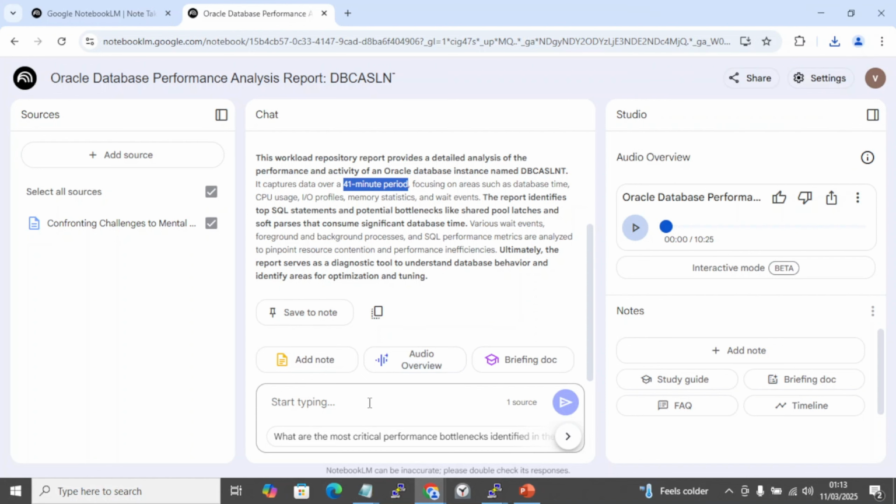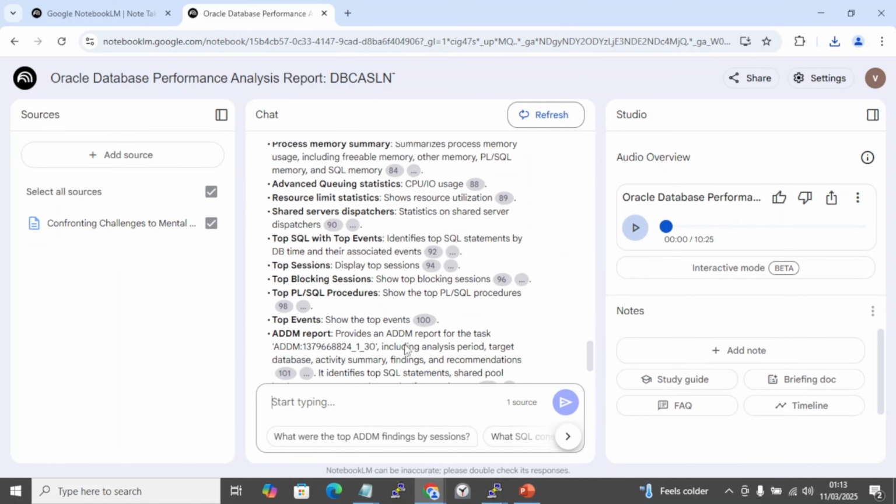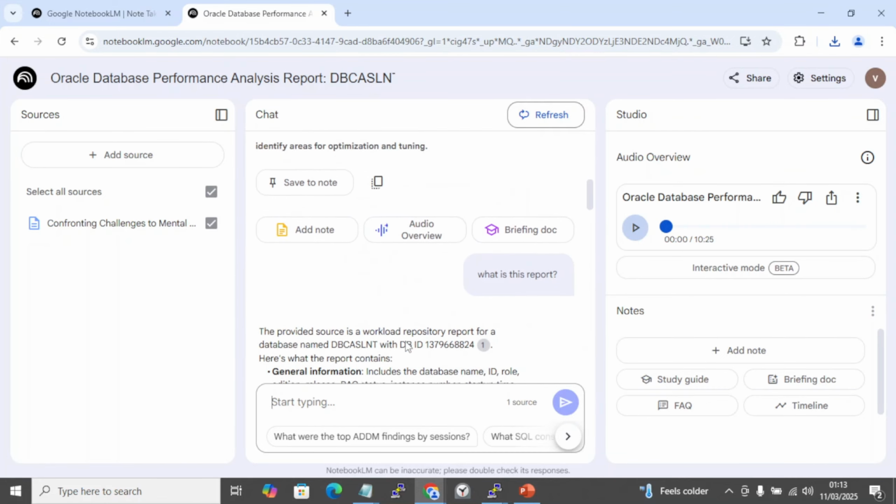Alright, so now let's start interacting with this document. "What is this report?" I'm going to ask it, to see if it is able to tell the answer properly or not. Oh my god, it gave me a very big answer. I don't want a very big answer.